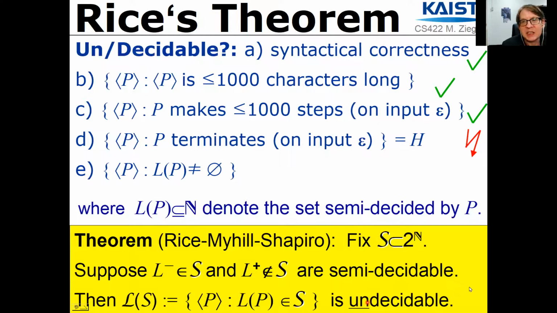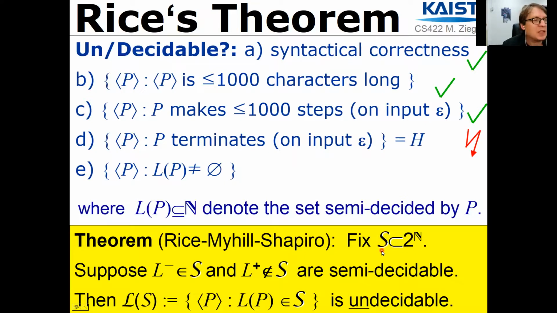And the statement says this is undecidable, under a very weak hypothesis, namely that the collection must have at least one semi-decidable set and must miss at least one semi-decidable set. Without this hypothesis, again, everything becomes trivial. If S is, for example, the entire power set, then this question becomes trivial, because the answer is always yes, and we can easily decide that without looking into details.